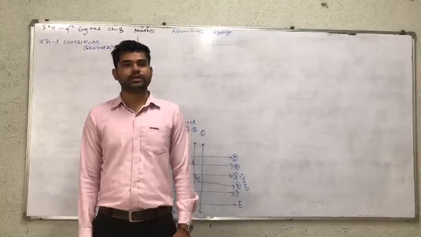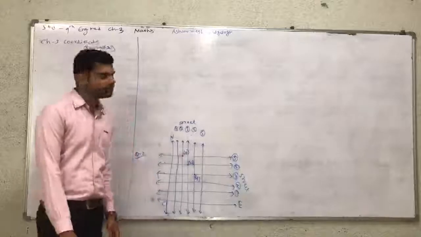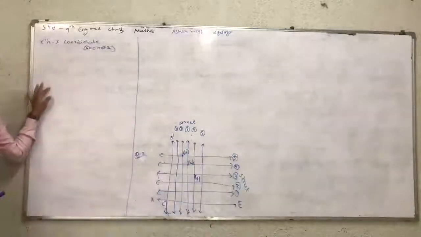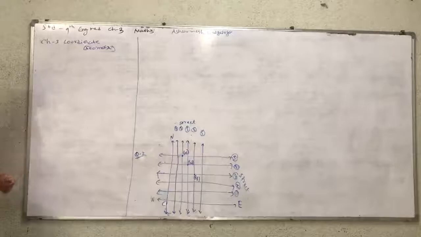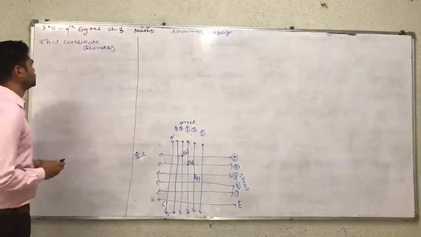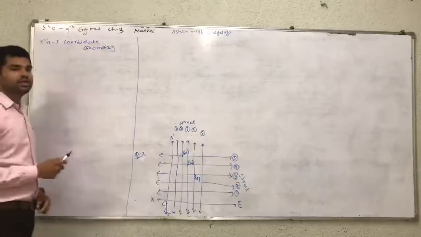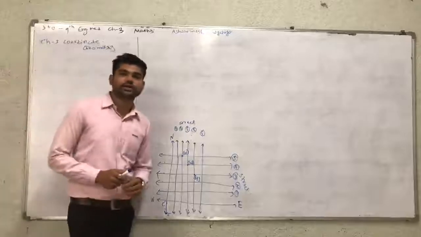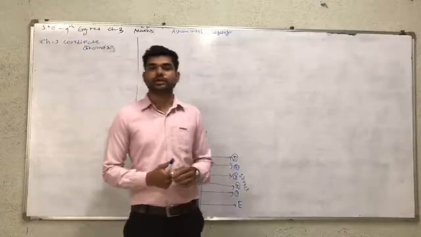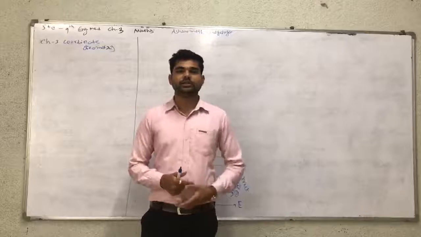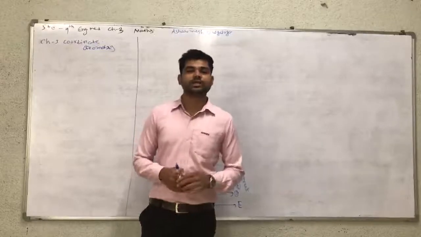Today we learn Standard 9 English Medium, chapter number 3. The name of chapter number 3 is Coordinate Geometry. This chapter is based on the Cartesian geometrical representation of coordinates. It is about different types of coordinates represented in a Cartesian form.